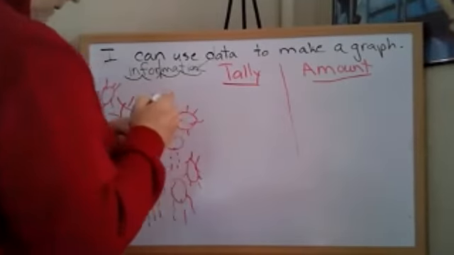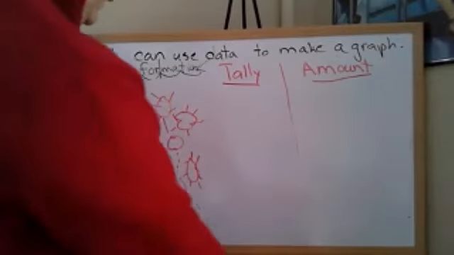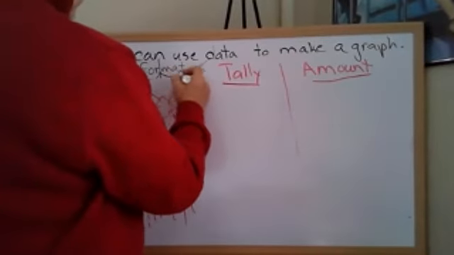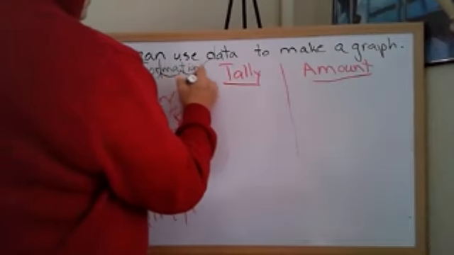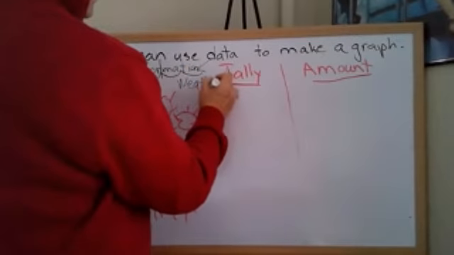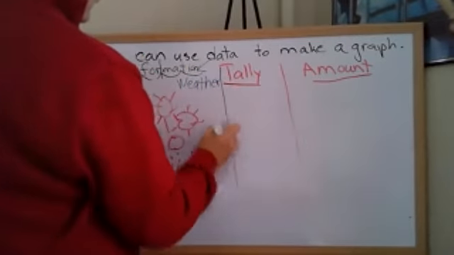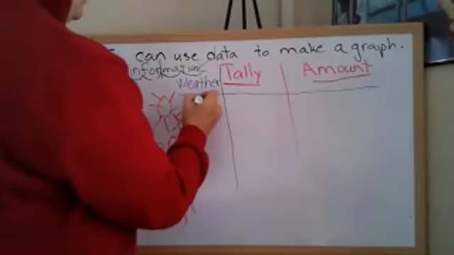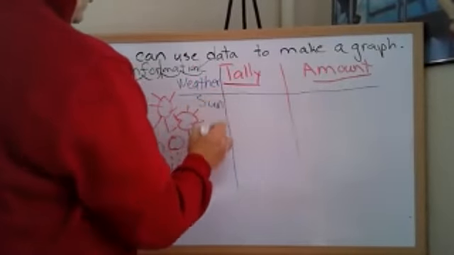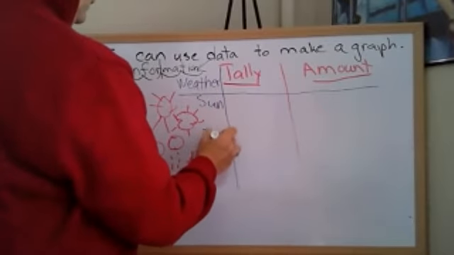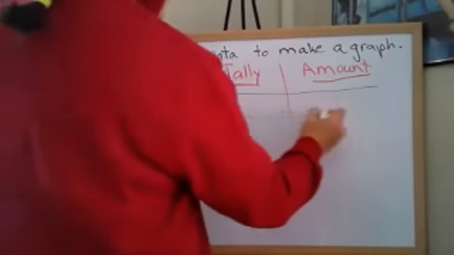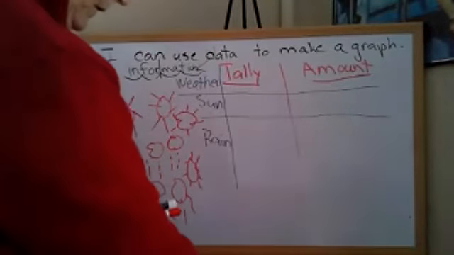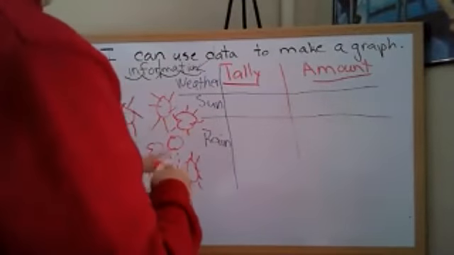Okay, so I'm going to go ahead now and create a chart. We have our tally, we have our amount, but over here, I didn't quite leave enough room. I'm going to write the word weather. Okay, so we have 2 kinds of weather. We have sun and we have rain. So we're going to tally up how much of each kind of the weather that we had. So let's go back to the little drawing that I have here.